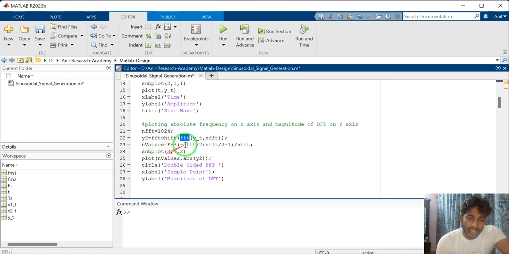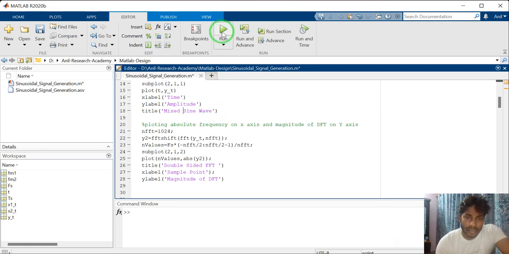Now plot subplot. Subplot 2 comma 1 comma 2. It means there are two rows, one column, and second waveform. This one is subplot 2 comma 1 comma 1. It means there are two rows, one column, and first waveform. First waveform will be the time domain signal. Here second waveform means FFT frequency domain signal. So the title I have mentioned here, double sided FFT. X level I have titled as sample point, and Y level titled as magnitude of DFT. Similarly in time domain, X level titled as time, Y level titled as amplitude, and the signal name is sine signal. We can write here mixed signal, M-I-X-E-D, mixed sine wave.